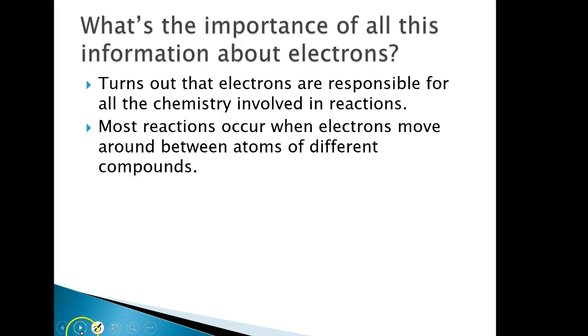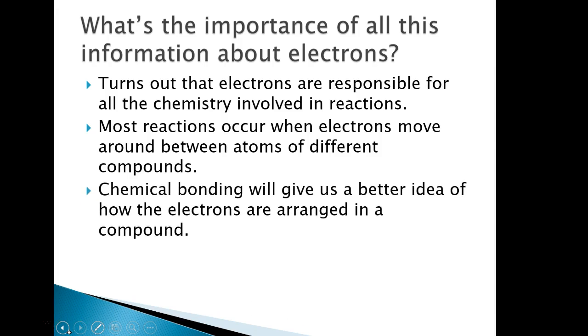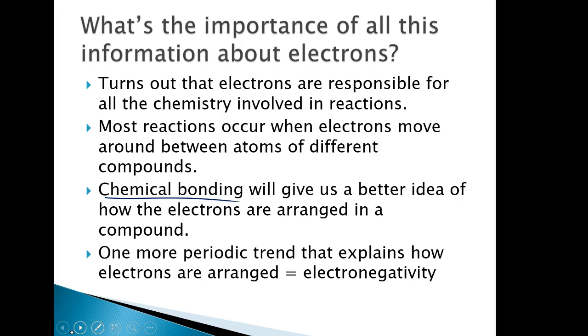And the electrons move around between different atoms of different compounds, and that's what makes different bonds. And so what we're going to talk about to start with is bonding, and we're going to talk about how the electrons are arranged in a compound. And then we'll talk about what it looks like in a picture. So in order to get to that, we have to do one more periodic trend.